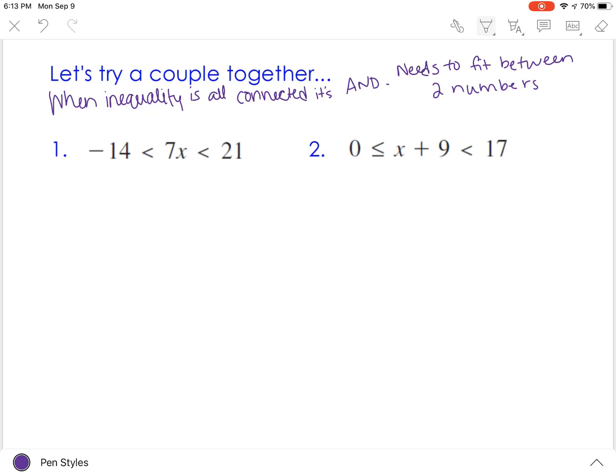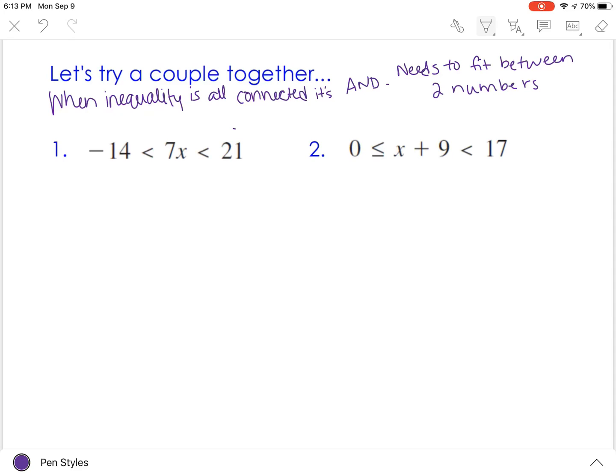So when an inequality is all connected like this, like either the number 1 or number 2, that's an and inequality. And what it's really saying is that our value x, whatever number it represents, needs to fit into two numbers. It needs to be both greater than something and less than something. So it has two criteria it needs to fit under.